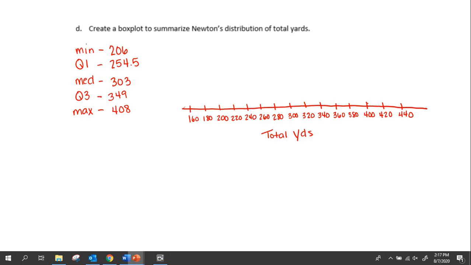Don't forget to label your axes. So I have 206, 254.5, 303, 349, and 408. And there is my box plot.